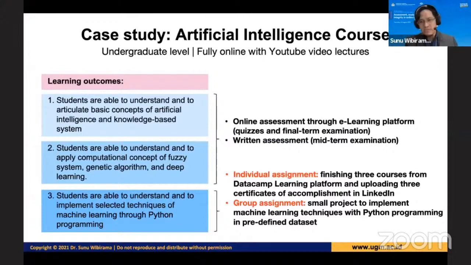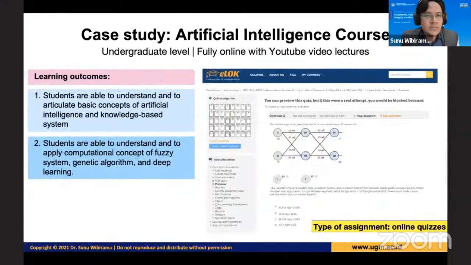And then we also have the group assignments, which is like a small project to implement machine learning techniques with Python programming in a predefined data that we provide to the students. Okay, so this is for the first and the second learning outcomes.